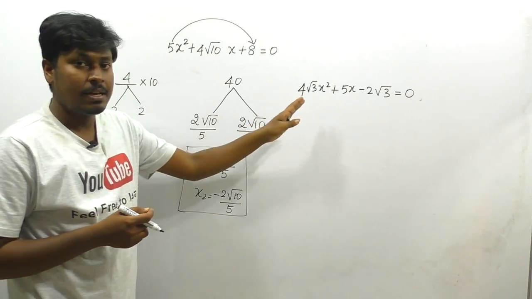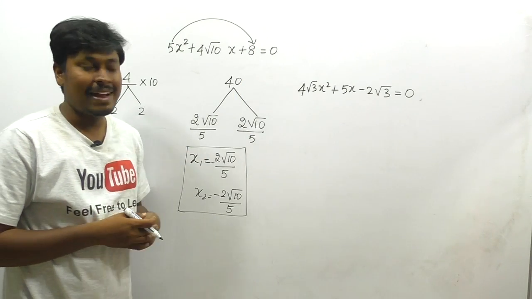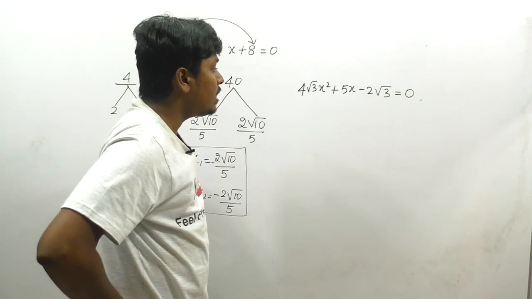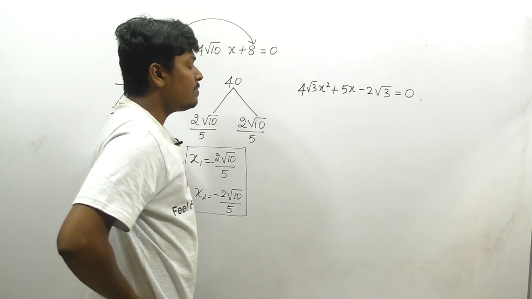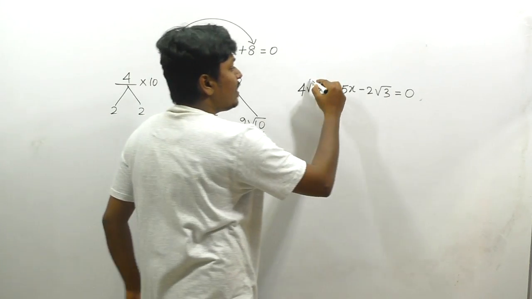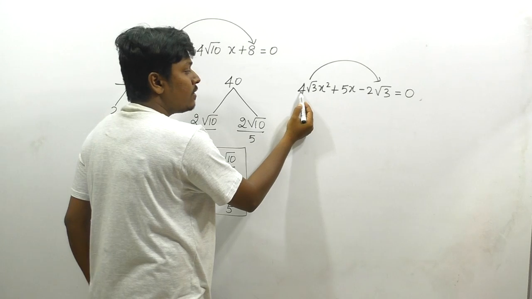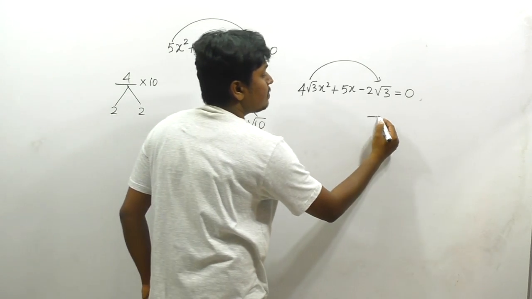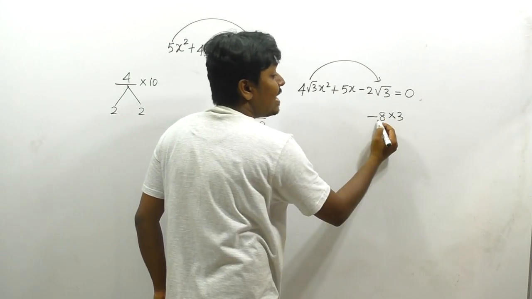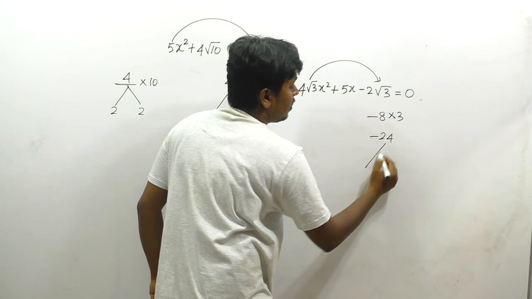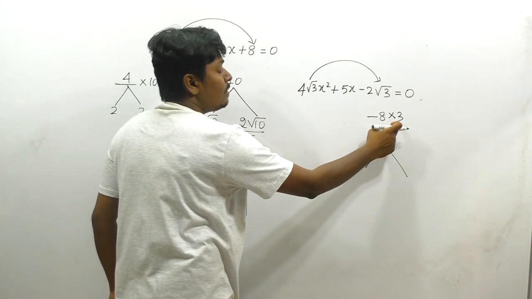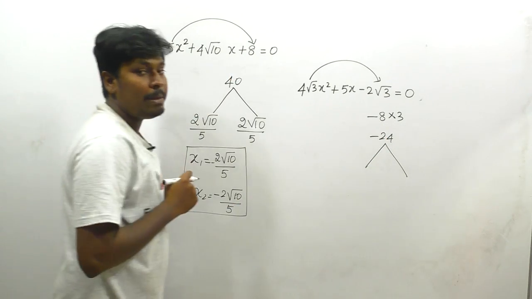This is a different question. I'm just going to teach you only how to find the factors. 4√3x² + 5x − 2√3 = 0. Similarly, before x² we have a number which is 4√3. So step number 1, we need to multiply both the numbers. Friends, listen carefully. 4 into minus 2, that is minus 8. Root 3 into root 3, the result will be 3. So 8 into 3, so minus 24. Got it? 4 into minus 2 is minus 8, and root 3 times root 3 is 3. So 8 into 3, the result will be minus 24.